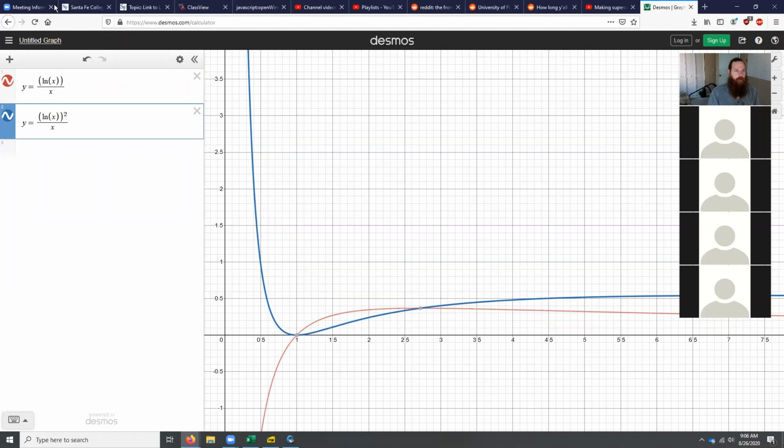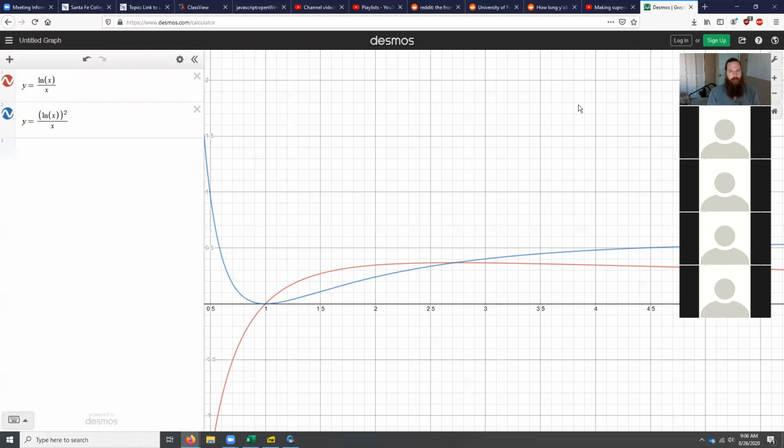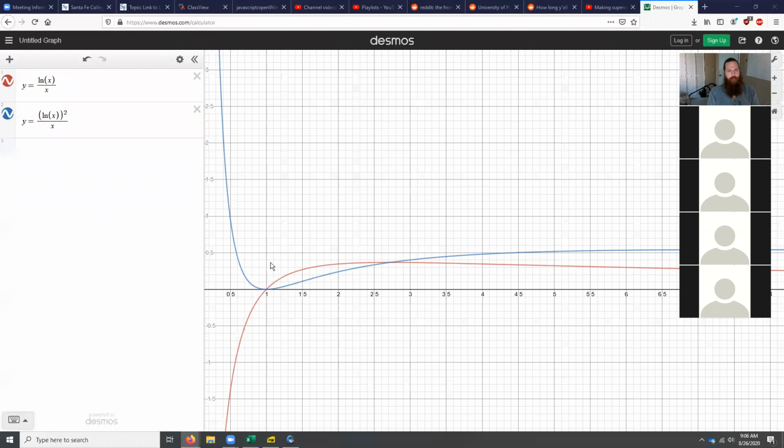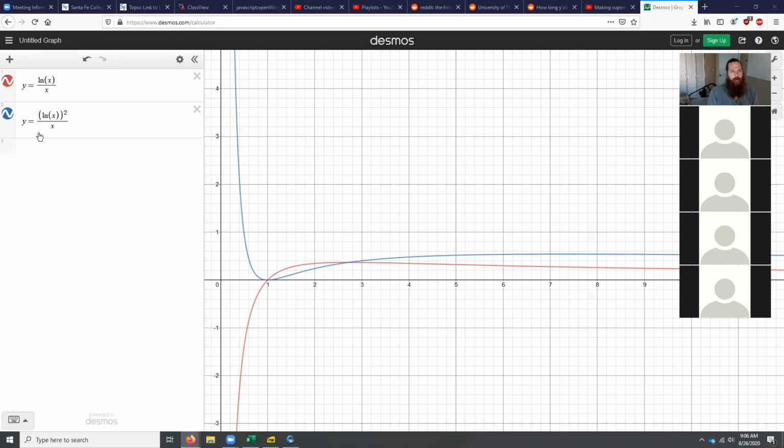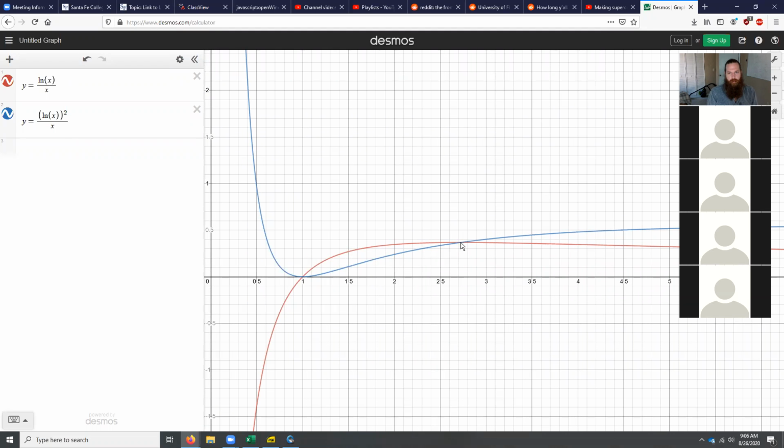So in 32, they want you to find the area between log x over x and log squared x over x. You would be forgiven for not knowing off the top of your head what either of those graphs look like. These are both pretty complicated. The blue one is log squared x over x, or log of x all squared over x, and the red one is log x over x. So the area that's enclosed between them is this region here.